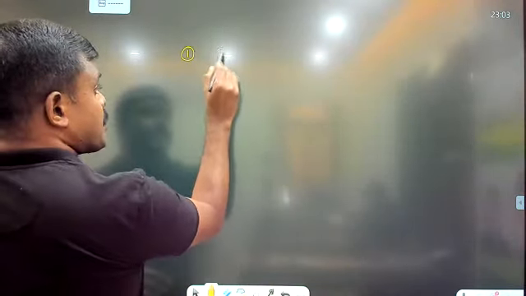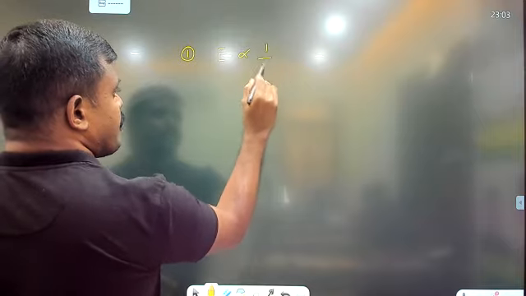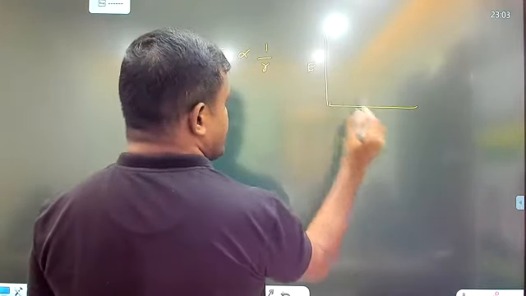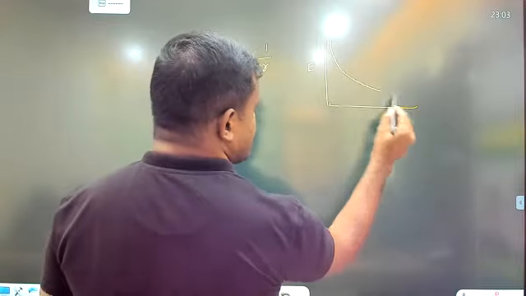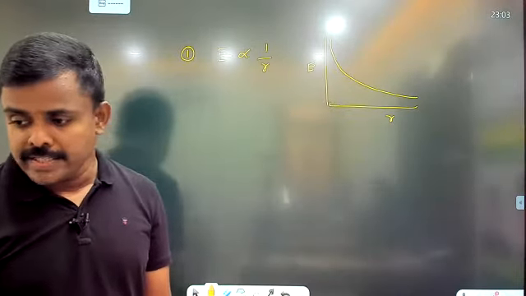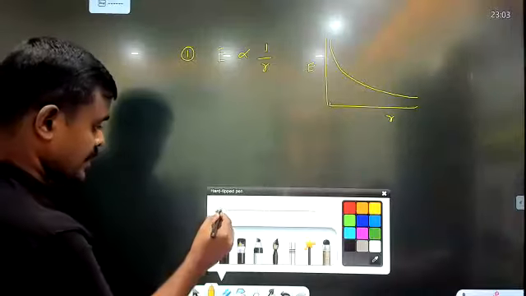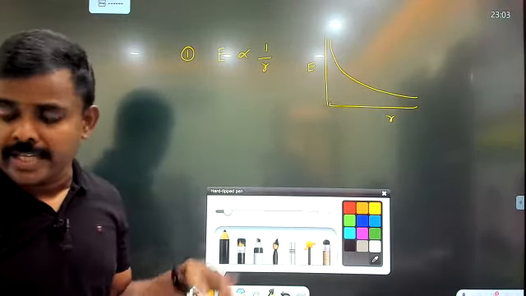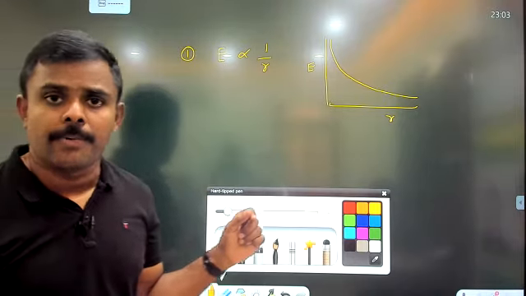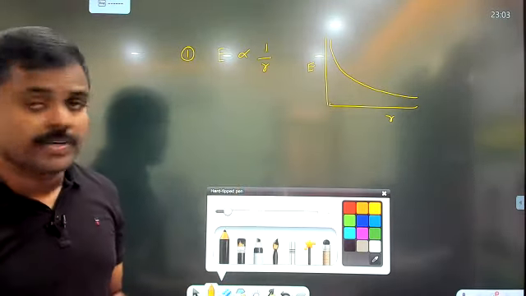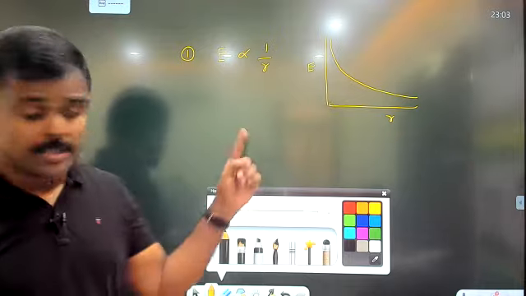Question number 1, what is the proportionality of electric field with the distance? Electric field is drawn here, distance is drawn here. This is how the graph looks. It is a rectangular hyperbola. Why is that a rectangular hyperbola? Because E and R are inversely proportional to each other. This is question number 1.